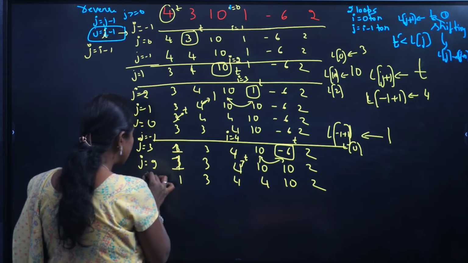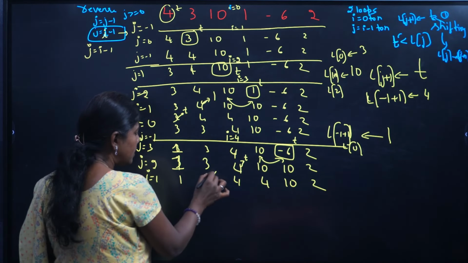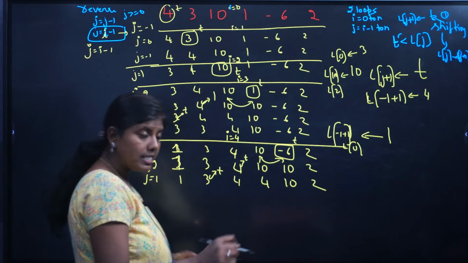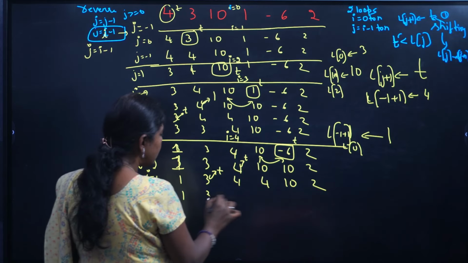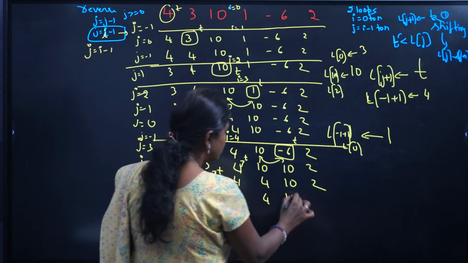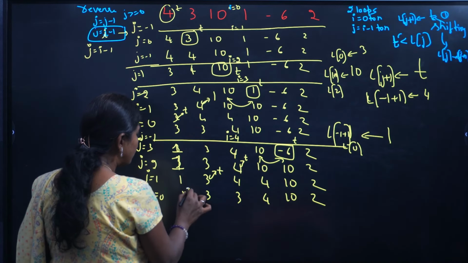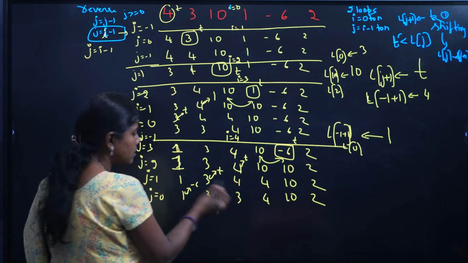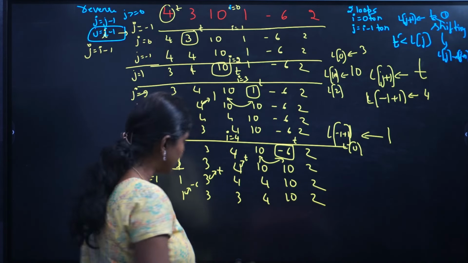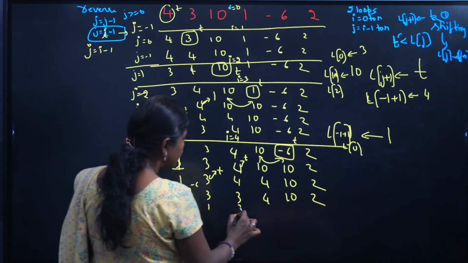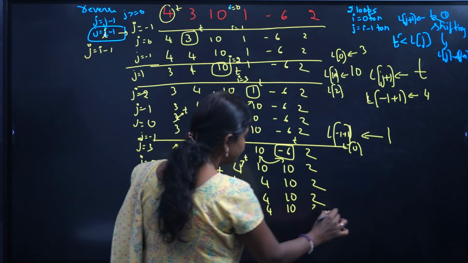After this, j is equal to 1. Compare this with t. What is t? t is equal to minus 6. Yes, minus 6 is less. 1, 3, 3, 4, 10, 2. After this, j is equal to 0. 1 is compared with minus 6. Minus 6 is less. Shift it. That means 1, 1, 3, 4, 10, 2.